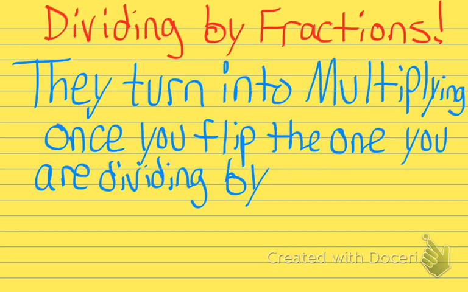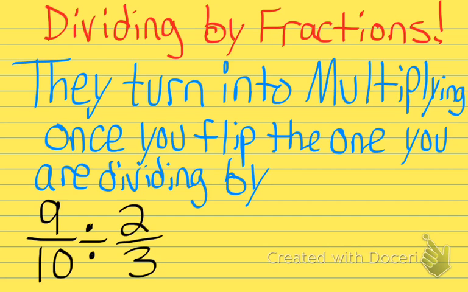When dividing by fractions, all dividing by fractions questions turn into a multiplying question because what you do is you flip the one you're dividing by. Let me show you an example real fast on this screen. If you had 9 over 10 divided by 2 over 3, the way you do this is you convert this question. The one that you're dividing by, meaning the 2 over 3, you flip it. So this question converts to the 9 over 10.